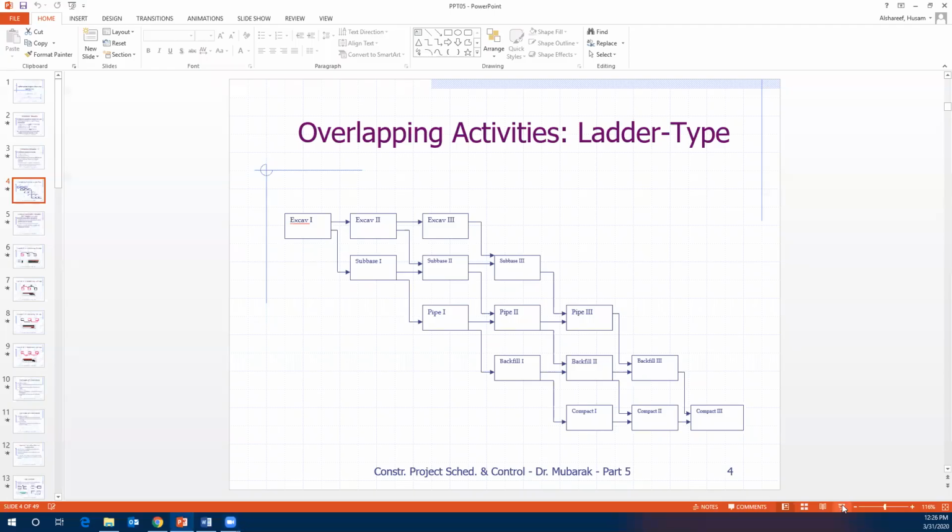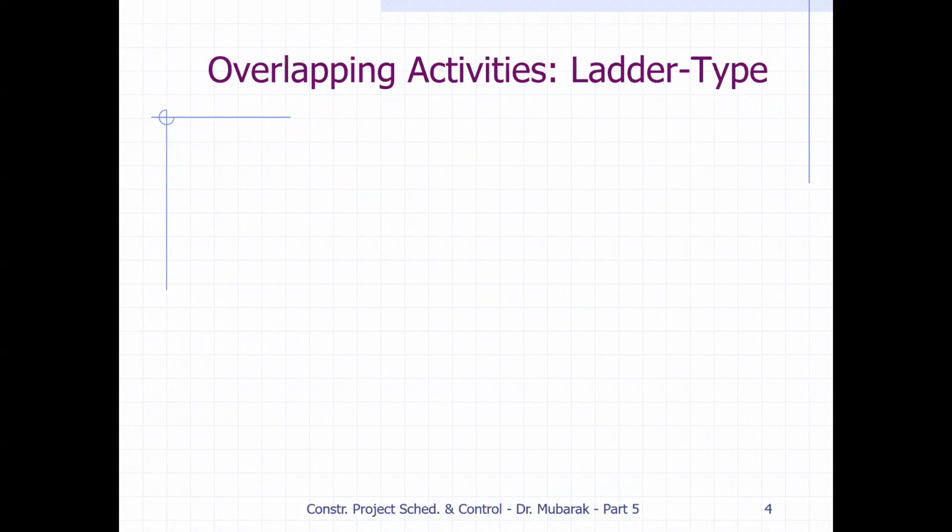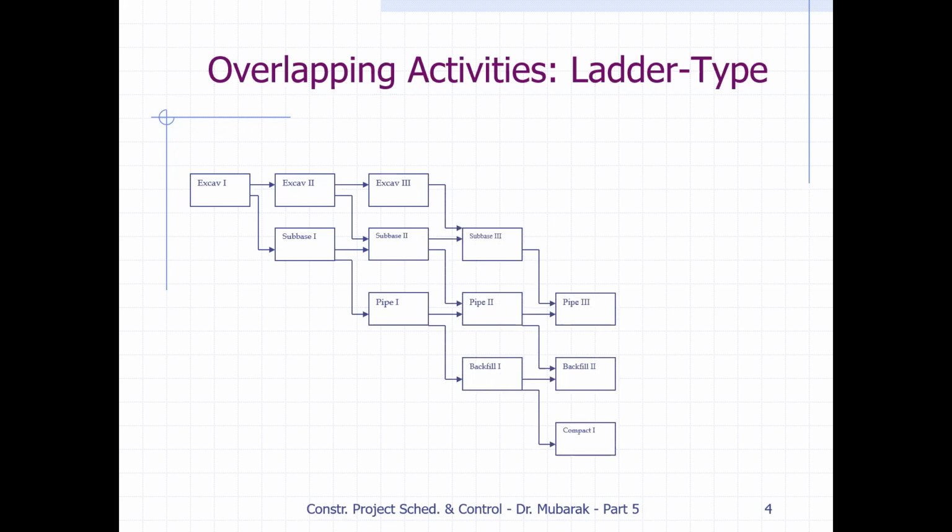Hello, everyone. This is part two of the Precedence Networks chapter, and we talked about the ladder type or the stair type of overlapping activities, and we said this type of approach is mainly for horizontal construction, and in vertical construction, this is not a very practical approach.